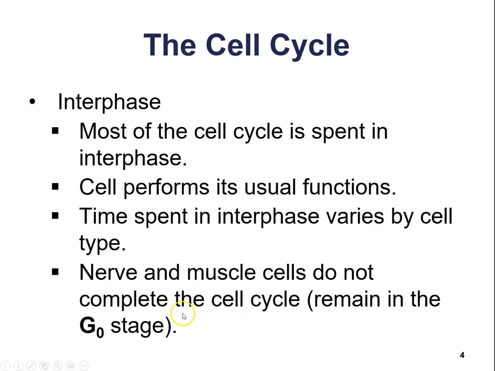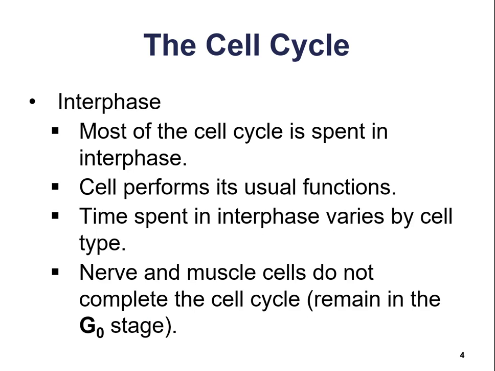And another thing to point out here, there are actually many cells in the body that aren't really in the cell cycle, right? So they don't complete the cell cycle, meaning they're not going to divide, right? So nerve cells like neurons, muscle cells, they're not in the cell cycle. They remain in something we call the G0 stage, which is a quiescent or resting stage. And they're not actively dividing.